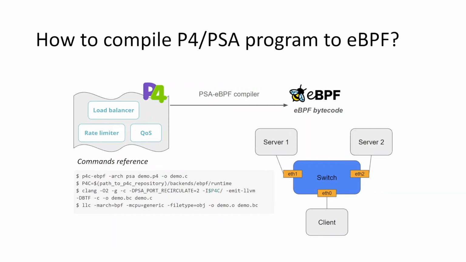To compile it down to eBPF bytecode, we need three steps. First step is to compile demo.p4 down to C representation using our P4C eBPF compiler. Please remember to use the arch PSA option. Next, from C-like code, we compile it down to eBPF bytecode. This is two-step compilation. Clang produces intermediate representation, and from this, LLC generates eBPF bytecode. Why? The Linux kernel supports different eBPF instruction sets. We can select a concrete instruction set using the mcpu option.